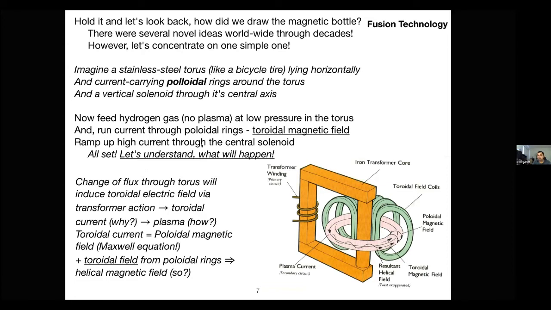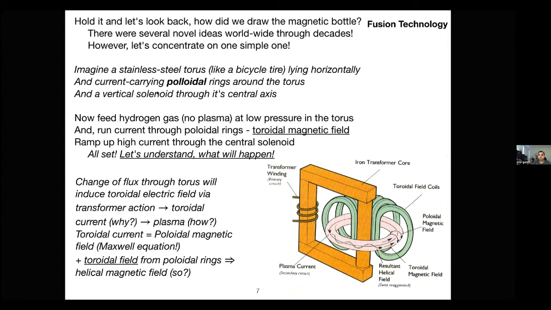So when you ramp up high current to this central solenoid, or ramp down, whatever, there is a change of flux through the torus. If there is a very sharp change in the current in this transformer core, there will be a very fast change of flux through this torus, and this will generate an EMF. So it induces a toroidal electric field via transformer action. Okay, so we have got one EMF generated, which is a toroidal electric EMF in this pipe.